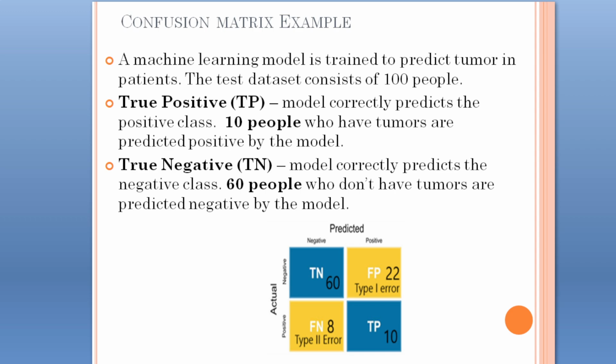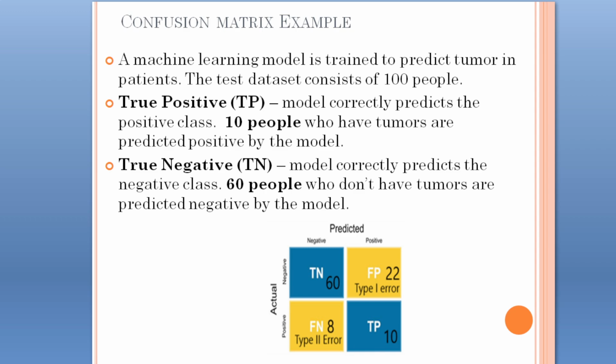Now true positive means the model correctly predicts the positive class. So in this example, 10 people have tumors and they are predicted positive by the model. 10 people in actual are positive, the model also predicts them as positive, so this number is 10. This is called true positive.